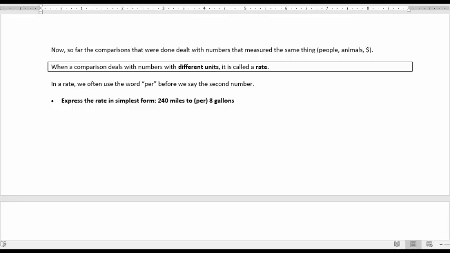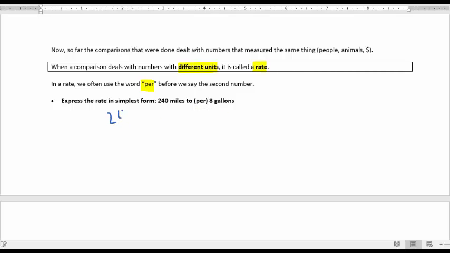Now, when you're dealing with different units, you no longer call it a ratio, but you call it a rate. In a lot of cases with rates, rather than saying the word "to," you're going to say the word "per." So in this case, express the rate in simplest form: 240 miles per 8 gallons. You could again say "to," but I would prefer you to say "per" here.